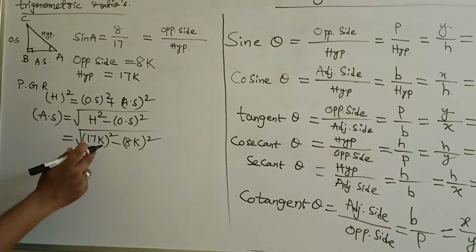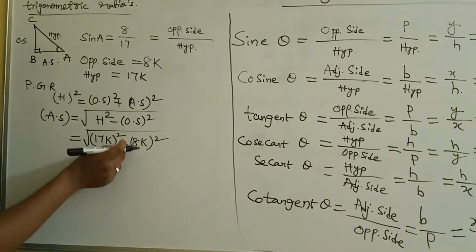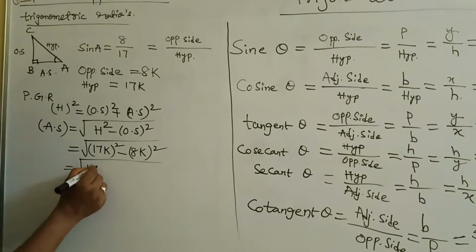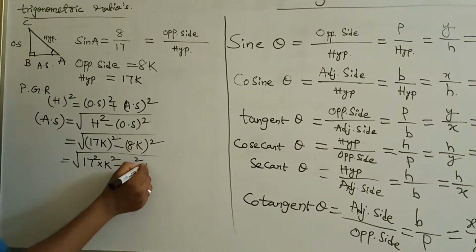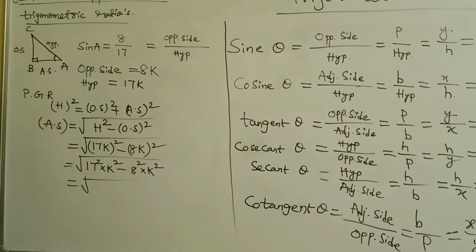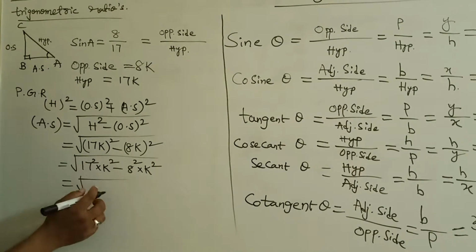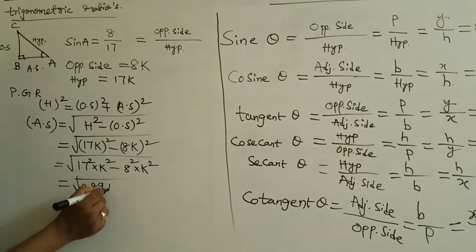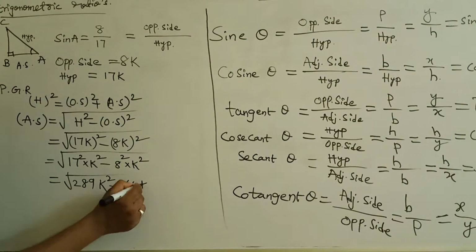Now (AB) whole power m form, you can write A power m and B power m. Meaning of that, the square is given to both. So what will happen? 17 square into k square minus 8 square into k square. So that is nothing but square root of, what do you know about 17 square? 17 square is nothing but 17 into 17, that is nothing but 289. So here k square is there, as it is k square. What is 8 square? 64 k square.